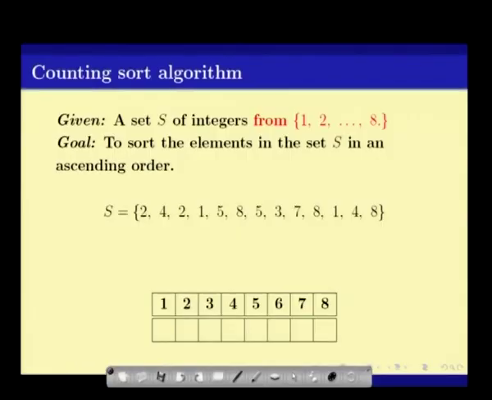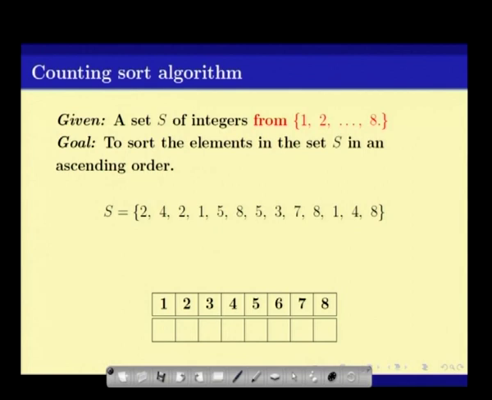Let us set S be this set 2, 4, 2, 1, 5, 8, 5, 3, 7, 8, 1, 4 and 8. Here, although this set S has something like around 14 elements, we assume that every element of this set comes from this set 1 to 8, and now we need to sort it.